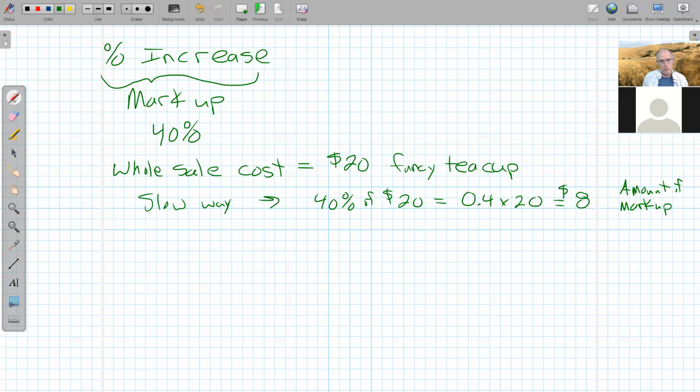And then I can get the selling price the slow way by just adding that back on. So I take my $20, I add on my 40% increase, and so I'm going to put this on the shelf for $28.